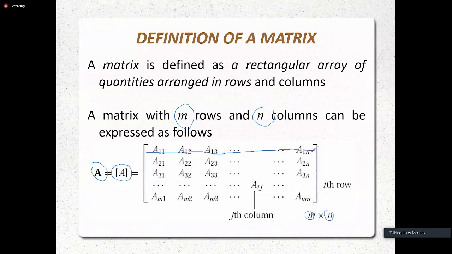So these are our rows, and these are our columns. This one is the element of this matrix A at the ith row and jth column. For example, I have this matrix: 2, -3, 1, 5. What is the size of this matrix? It's simply 2 by 2. This one is the element on the first row, first column. This one is the element on the second row, first column. While this one, what is the element? This is the element on the second row and first column.